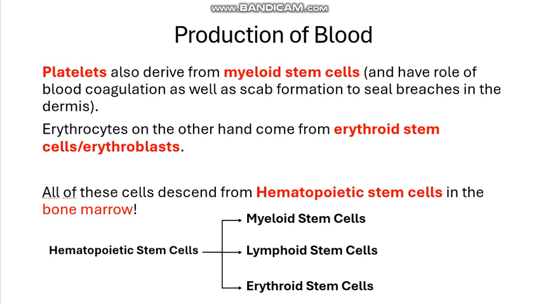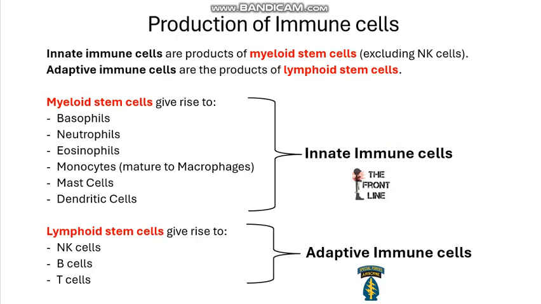Erythrocytes, which are just red blood cells, do not come from either myeloid or lymphoid stem cells. They come from erythroid stem cells, or otherwise called erythroblasts. All of these types of stem cells that we talked about, they can also be called progenitor cells. The terms can be used interchangeably, it doesn't really matter. It just means they're the precursors to the future cells shown here.